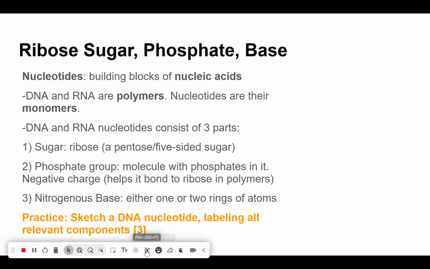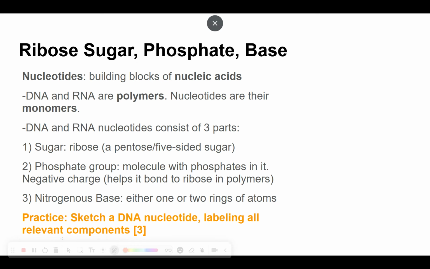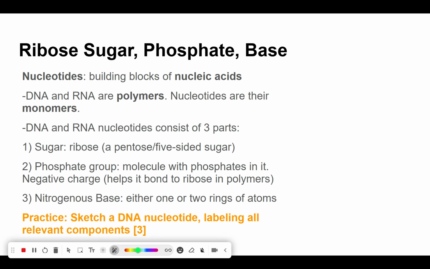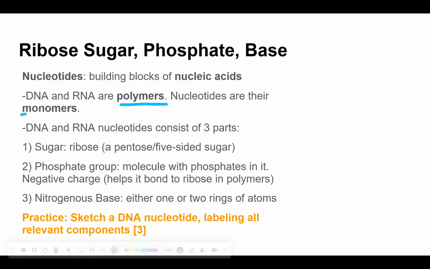So let me actually change my pen again. Not yellow, blue. I like blue for this. Okay, so nucleotides are the building blocks of nucleic acids. DNA and RNA are polymers, and nucleotides are their building block monomers.